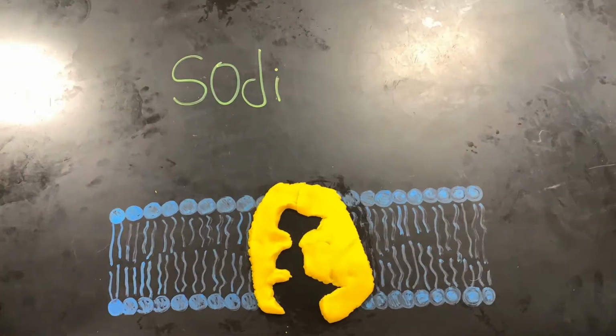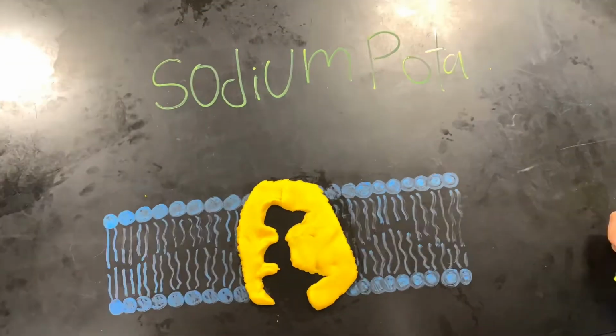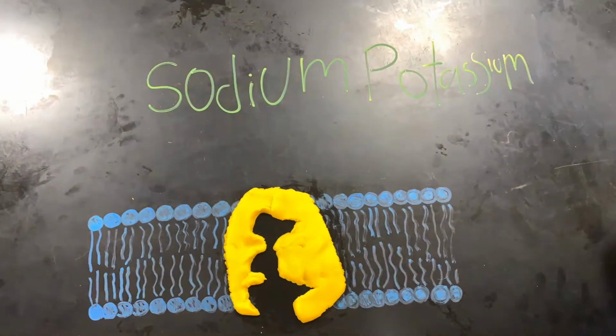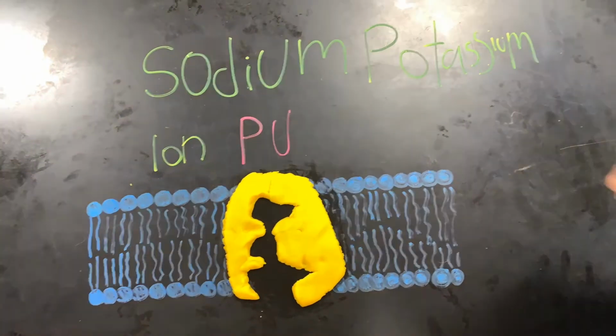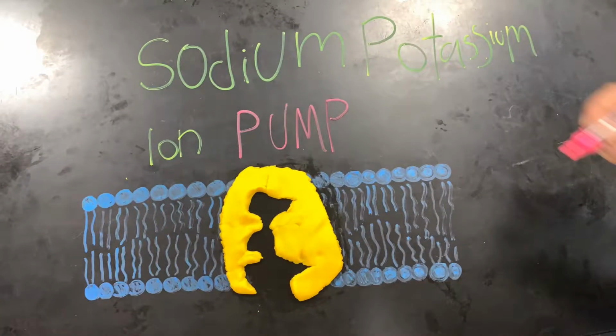This is the phospholipid bilayer. It allows certain molecules to pass through it in a variety of different ways. This model will demonstrate a sodium-potassium protein pump. The structure in the middle of the phospholipid bilayer is a carrier protein.